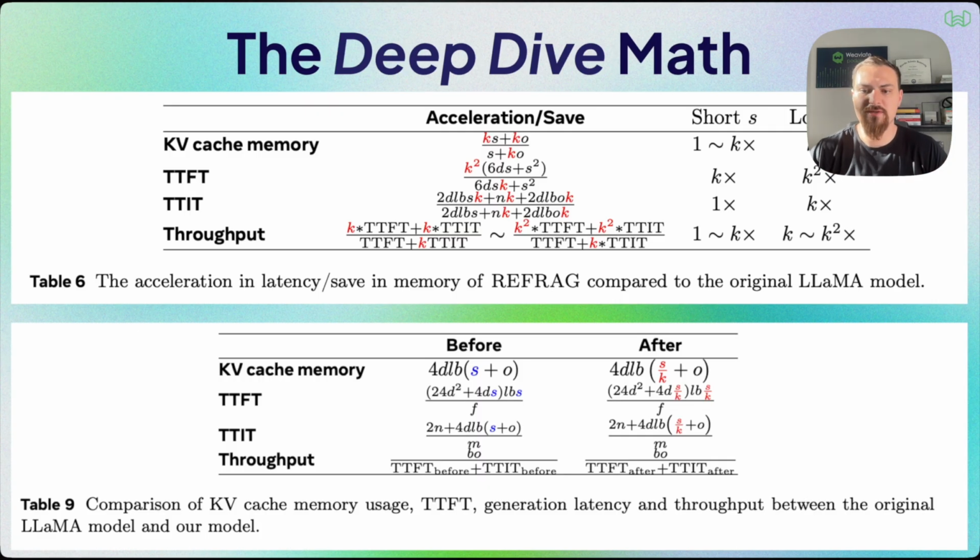In the paper, they also, and I'm not going to explain this too much or dive into it, show similarly to what I just showed you, but with more detail, all the different things that go into the latency bottlenecks and memory bottlenecks of transformer inference, and how REFRAG can help.